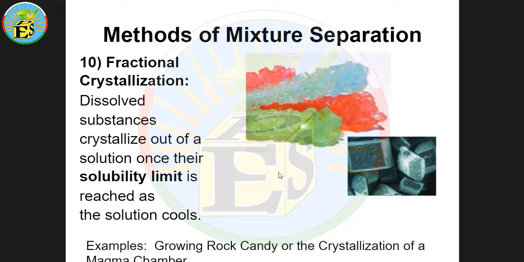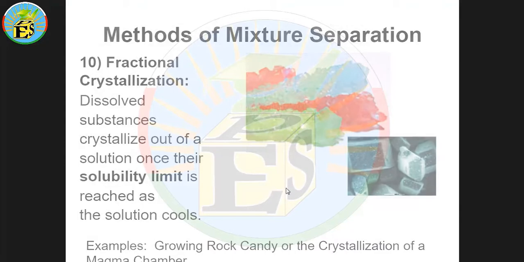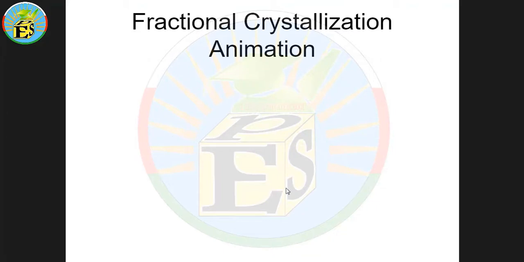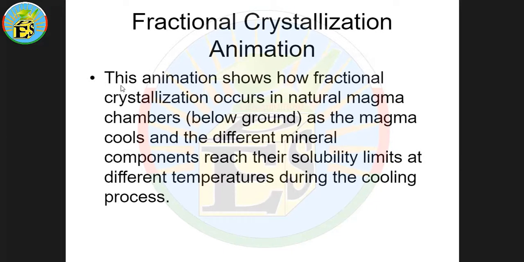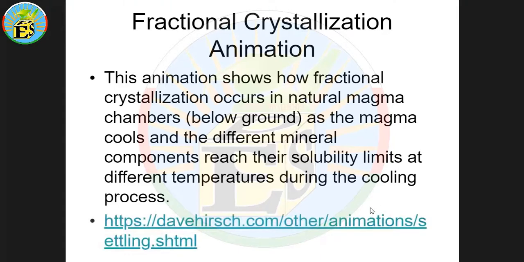Examples are rock candy or the crystallization of a magma chamber. In the fractional crystallization animation, I can see how fractional crystallization occurs in natural magma chambers as the magma cools and the different mineral components reach their solubility limits at different temperatures during the cooling process. This is a link, I will leave it in the comments.